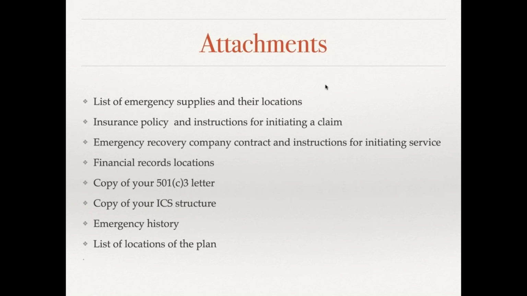And then the last things, there's several of them that you need. You want a list of your emergency supplies and their locations so that you know what you have and where it is, so it's easy to find, it's easy to inventory. You want a copy of your insurance policy and instructions for how to initiate a claim. That may not be something that everybody needs to have in their plan, but it should definitely be in several plans that live with high-ranking members of the administration and the emergency team.